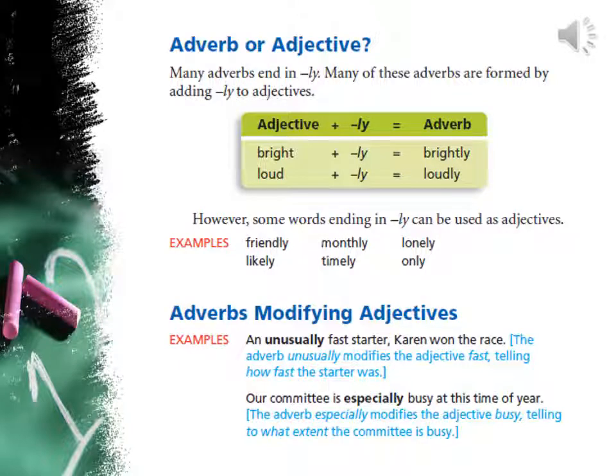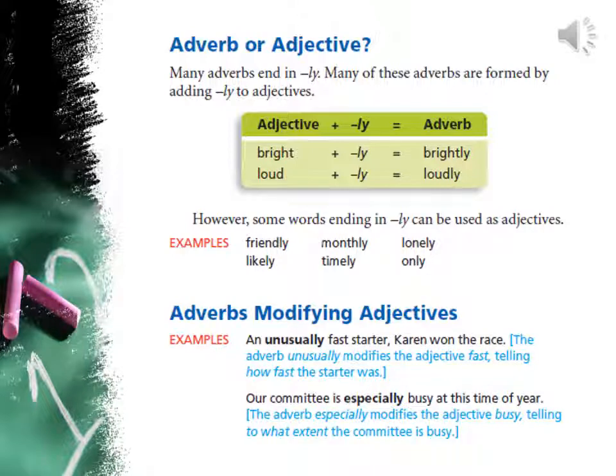Yet some words ending in ly can be used as adjectives. For example, friendly. We have the word friend and we added ly, and that turns it into an adjective. Just like monthly and lonely. So you've got to be very careful with this. You have to learn these words. Identify them as what they are. These are adjectives. Just look at how they're being used in the sentence. What is it modifying? Once you identify what it's modifying, you'll be able to classify it as either an adverb or an adjective.